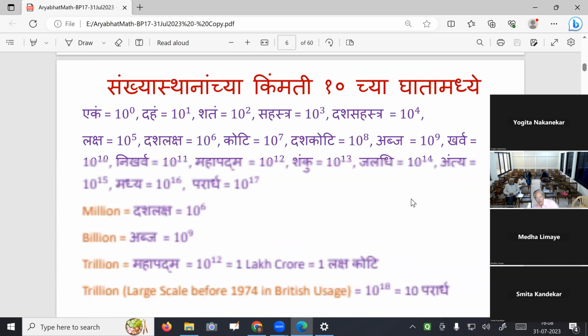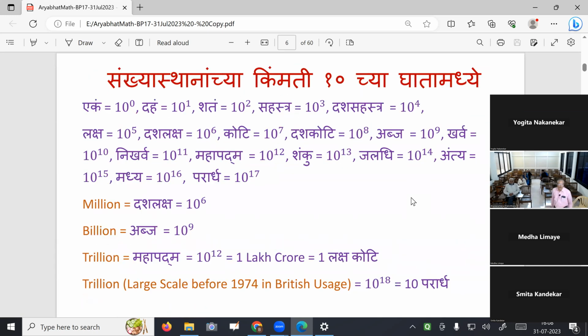Okay. So million, billion, trillion is 10 to 6, 10 to 9, and 10 to 12. And these names are here. 10 to 6 is Dasalaksha, then 10 to 9 is Abja, and 10 to 12 is Mahapadma.